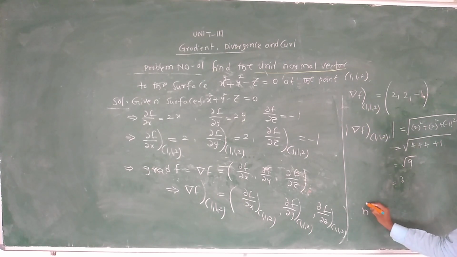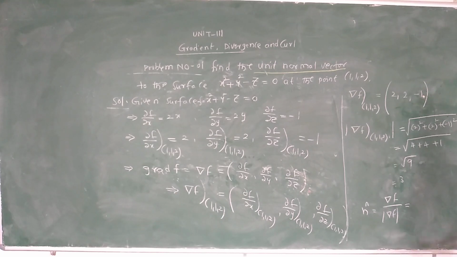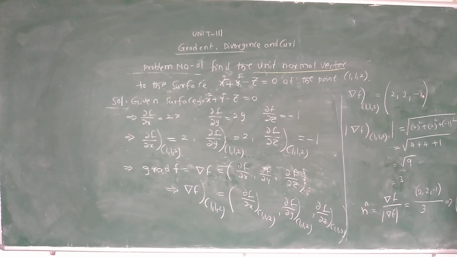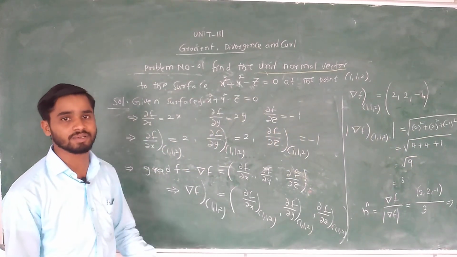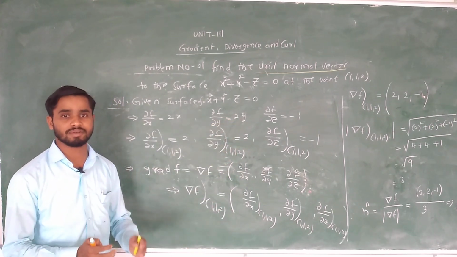Therefore the unit normal vector n cap is equal to del f by magnitude of del f. Del f is 2, 2, minus 1, divided by the magnitude, which is 3 only. So that will be written as 2 by 3, 2 by 3, minus 1 by 3. So this is the required unit normal vector to the given surface x square plus y square minus z equal to 0 at the point 1, 1, 2. So that is the way to compute the unit normal vector to the given surface.